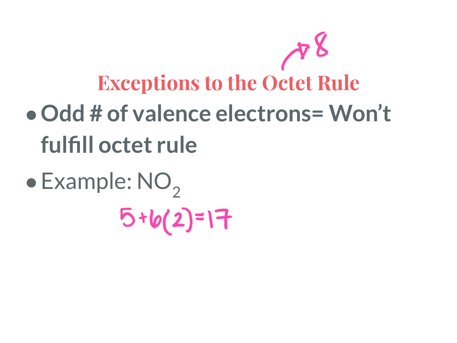First, getting an odd number is really rare. So double check your work, even triple check your work. Most of the time, if you get an odd number here, it means you made a mistake. So go back and make sure you didn't. But if you've double checked and triple checked your work, you know you did it correctly, and you know you have an odd number, it just means you're going to break the octet rule.